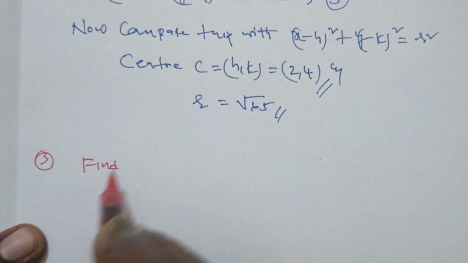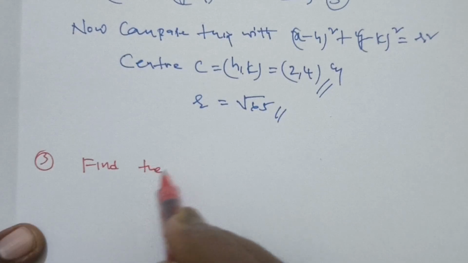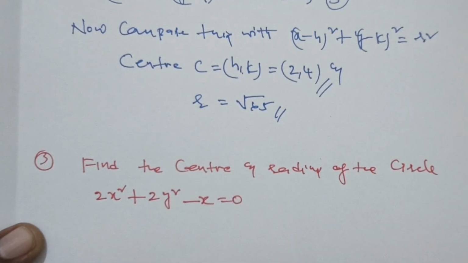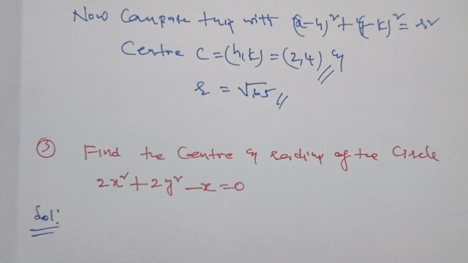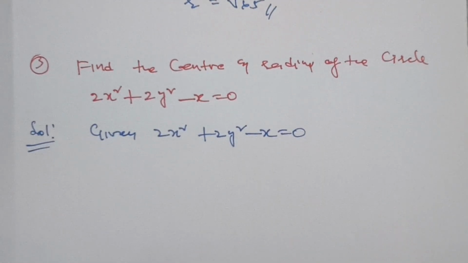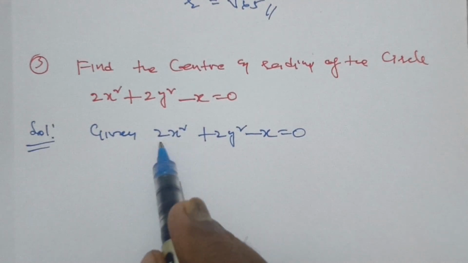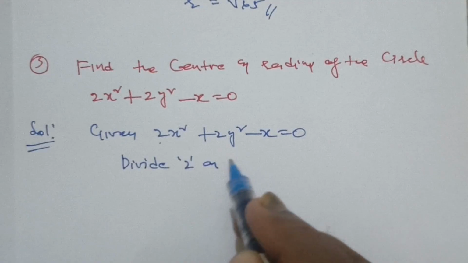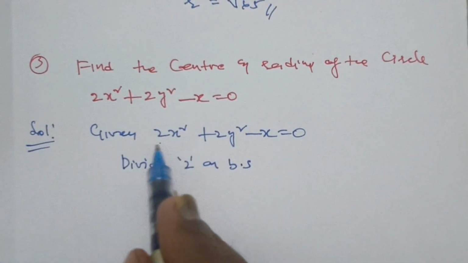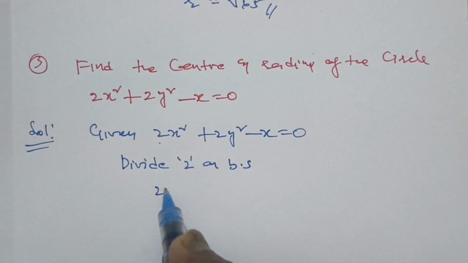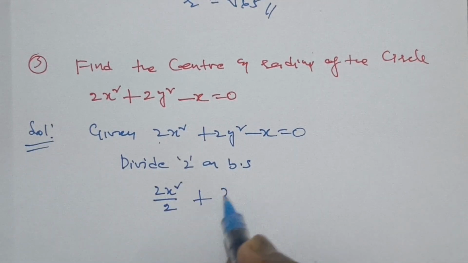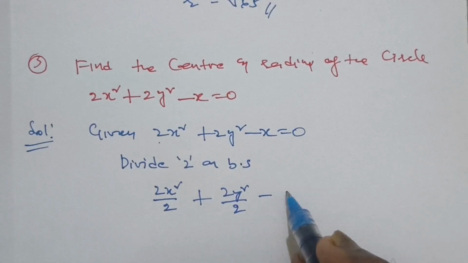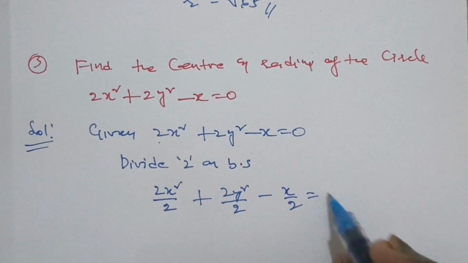Okay. Now coming to the third problem here. Find the center and radius of the circle 2x square plus 2y square minus x is equal to 0. Now the given circle equation is 2x square plus 2y square minus x is equal to 0. We need to make the x square and y square coefficients as 1. So dividing the given equation by 2 on both sides, we have 2x square by 2 plus 2y square by 2 minus x by 2 equals to 0.